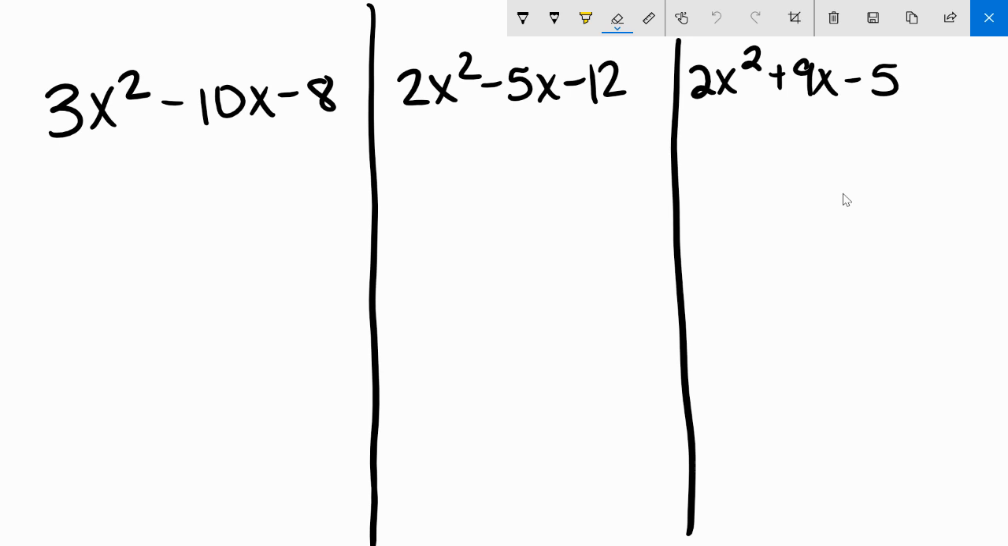I made a few examples for you. I'm not sure if it's just factoring that you're having trouble with or if there's more. So I'm going to give you some of these factoring examples.